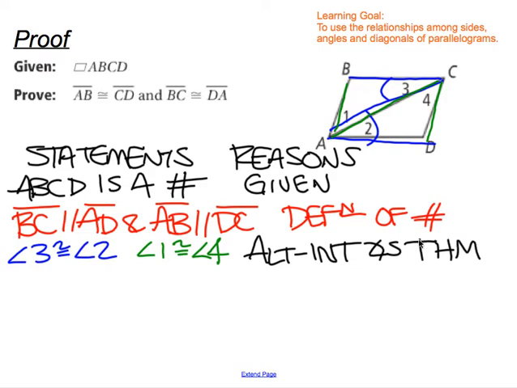Now if you notice, this segment in the middle, AC, appears in both. So one of the things that we might want to include is that AC is reflexive. So AC appears in both triangle ABC and in triangle ACD. So here, if we include that AC is congruent to itself by the reflexive property, we can show that those two triangles are congruent. So this is by reflexivity.